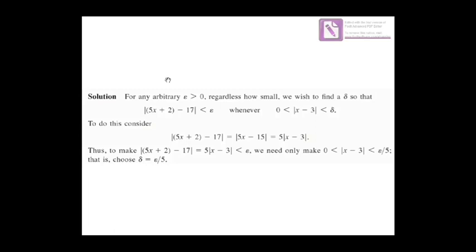So we start by writing: for any epsilon greater than 0, we wish to find a delta so that absolute value of 5x plus 2 minus 17 is less than epsilon, whenever absolute value of x minus 3 is less than delta.